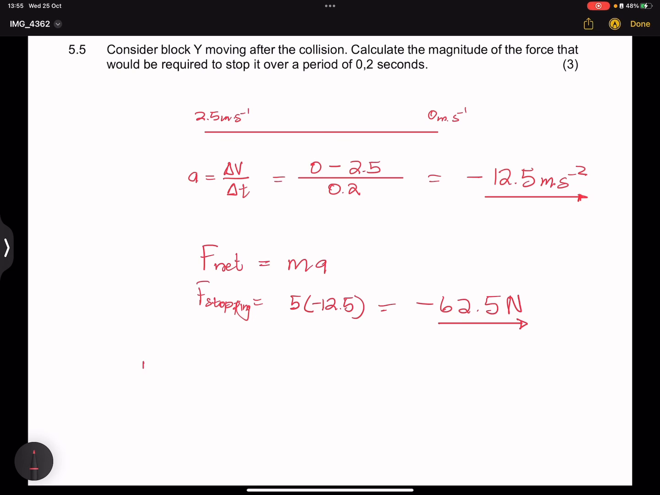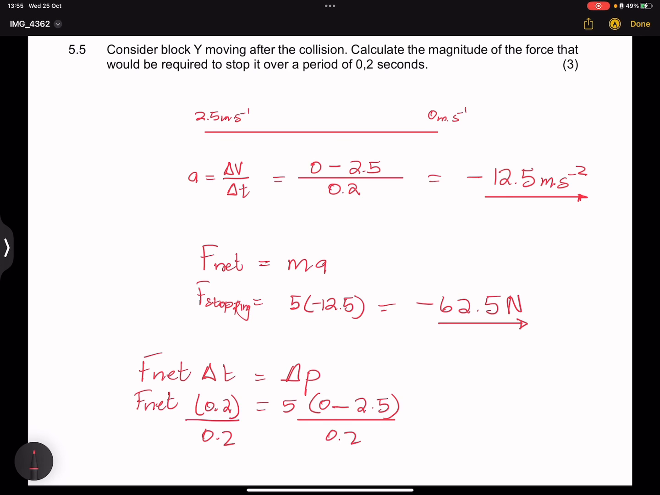Another way we could have done this, we could have used that momentum impulse formula, which is change in p, right? We know the mass was 5, the velocity 0 minus 2.5, okay, because we wanted the force, that would be multiplied by 0.2, and this would have been much easier or much quicker to get to that final answer, right? Okay, so you'll get exactly the same answer there. All right, ladies and gents, it is an opposing force of 62.5.